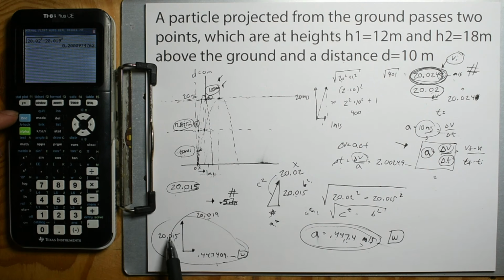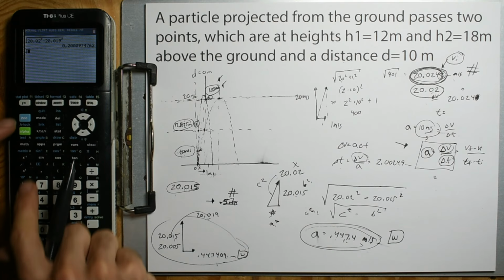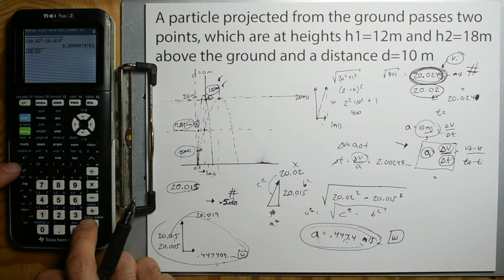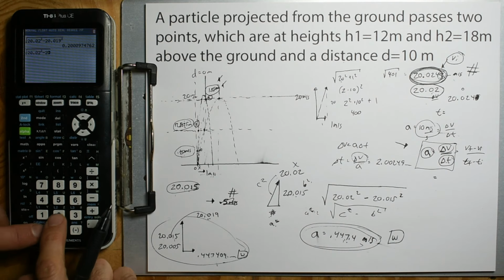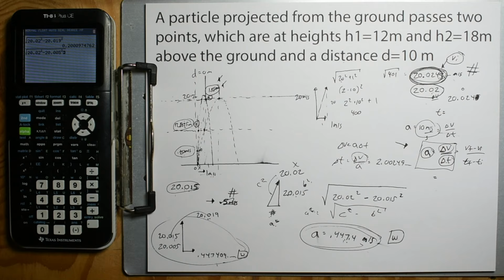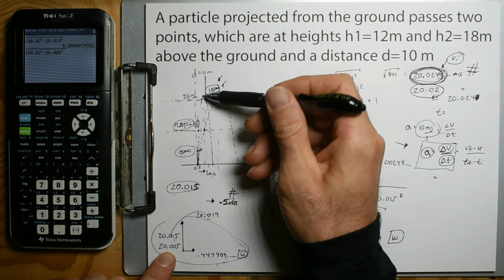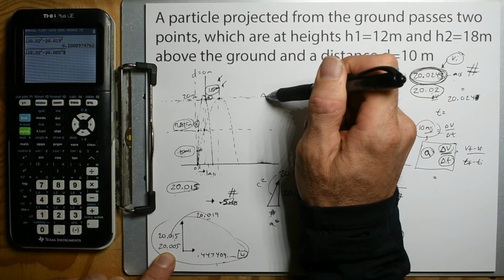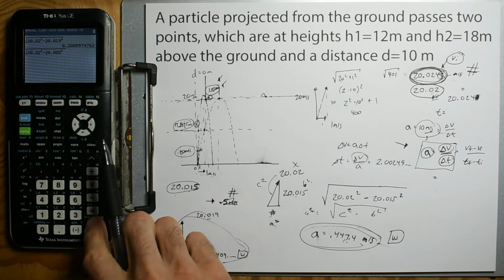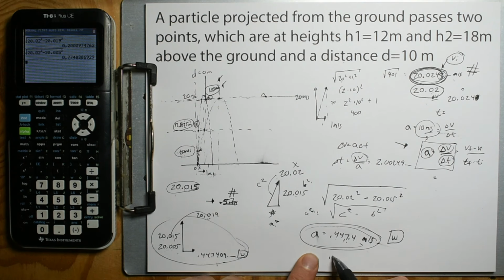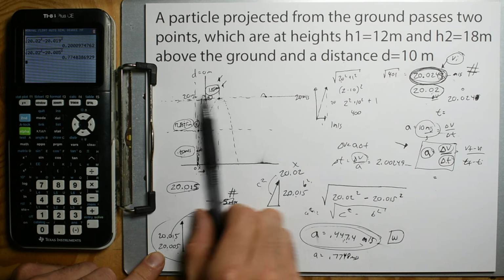So I need this to be close to 20. So I'm going to go 20.005. There we go. So we got the square root of 20.02 squared minus 20.005 squared. Because this is just slightly greater than 20, so I know it's going to go up and over this range and then hit on the way down. When that happens, hell yeah, now this is going to be 0.7748 meters per second.